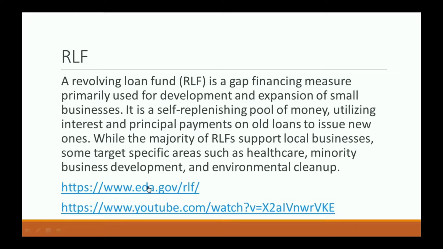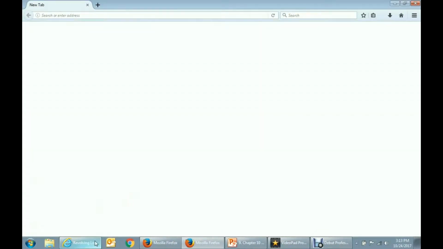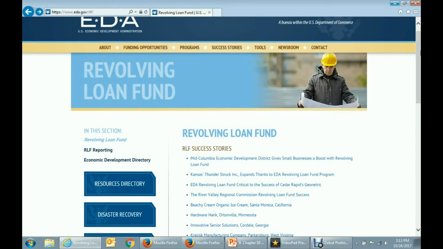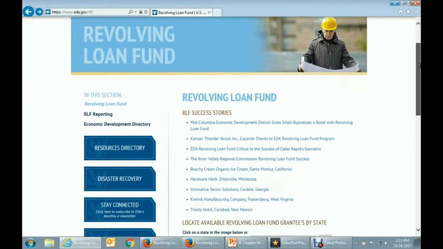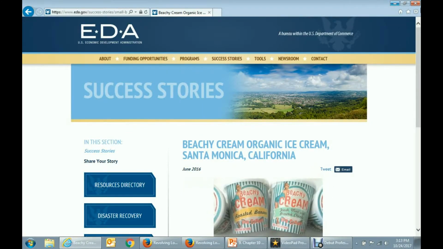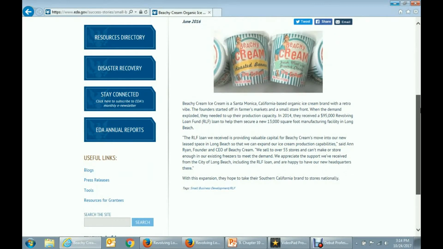And here are some links to the Economic Development Administration. And here is their revolving loan fund section. And here we see success stories of revolving loan funds. So you can click on each one of these and it will give you a short couple paragraphs about a company that successfully received a revolving loan fund loan and was able to use that.